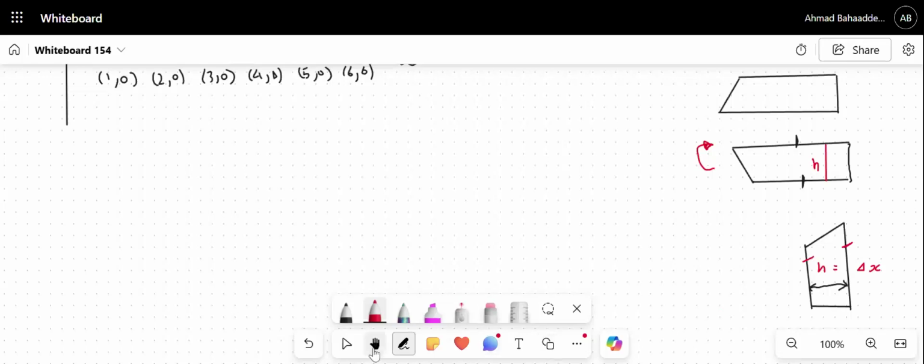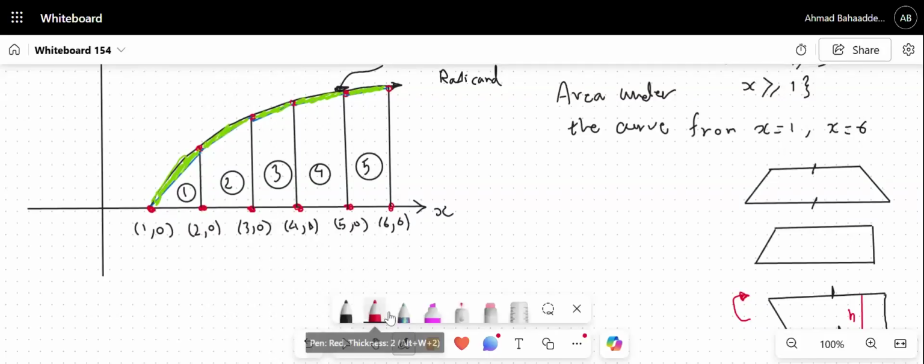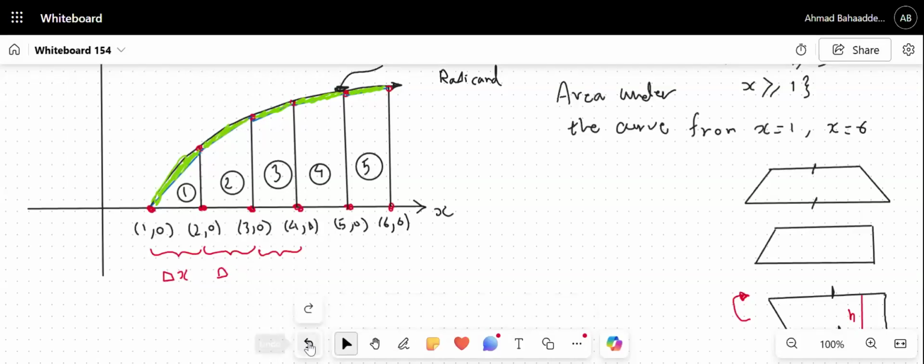So if I go back to the shape I have, basically I can say that each of these represents delta x. From here to here, which is the height, or from here to here, which is the height, that's going to be a delta x. So each of these is going to be delta x. I'm just going to rewrite that, with delta x in here, delta x in here, and so on.